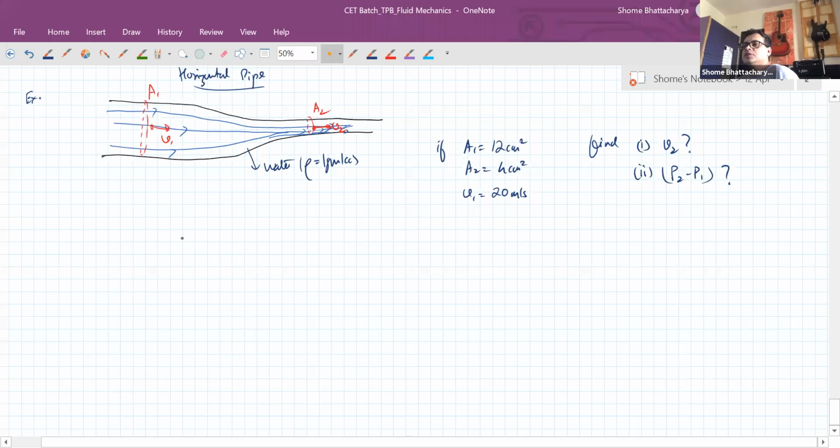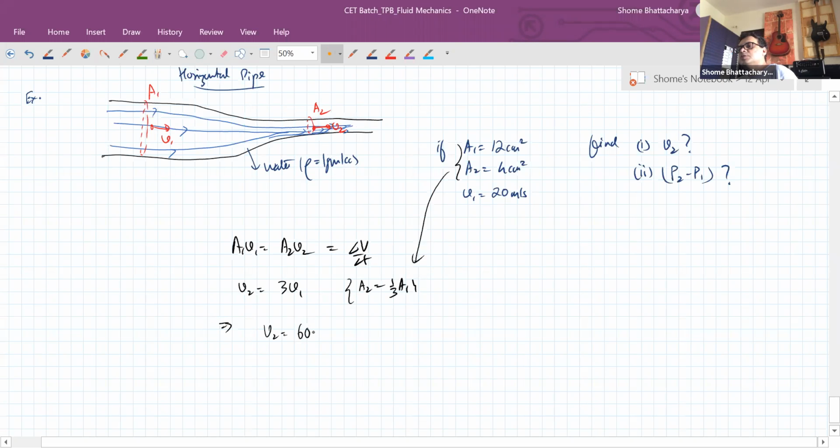Okay, so if you compare these 2 points, first thing that you can notice is that A1 V1 is equal to A2 V2, which is equal to the volume flow rate. So obviously my V2 will become 3 times V1 because A2 is 1/3 of A1, that you can see from this data. So V2 will become 60 meters per second. That's the answer to the first part. This is the continuity equation. Next, we apply Bernoulli's equation.